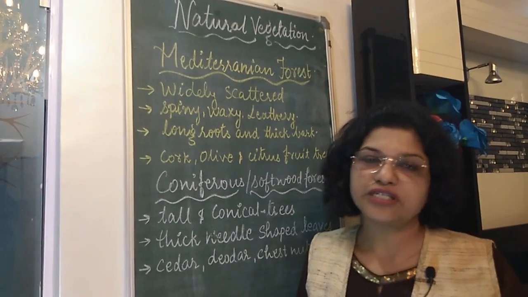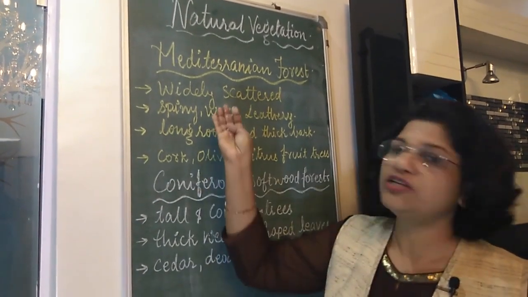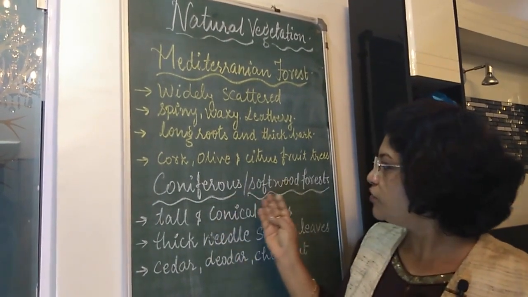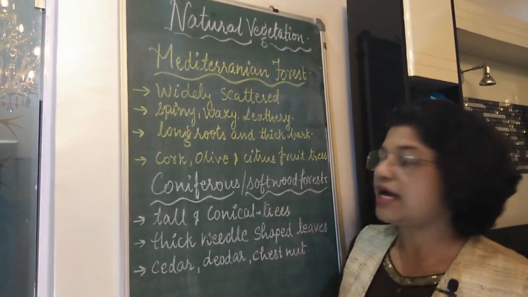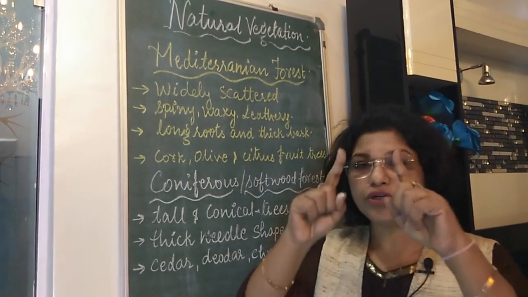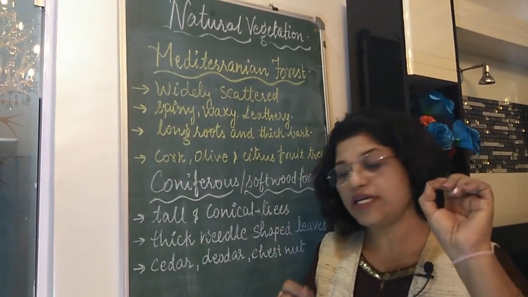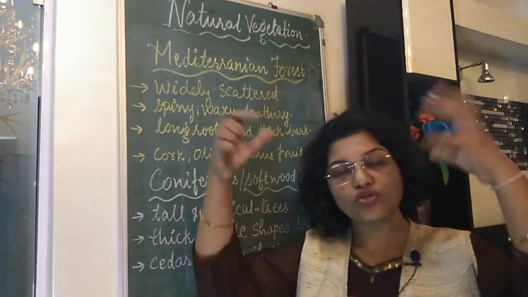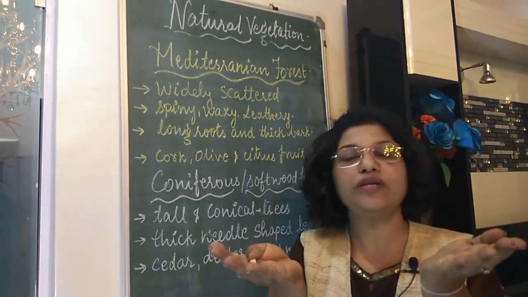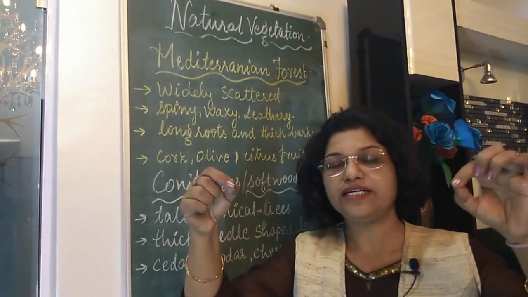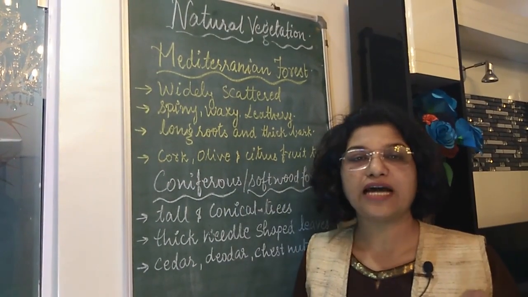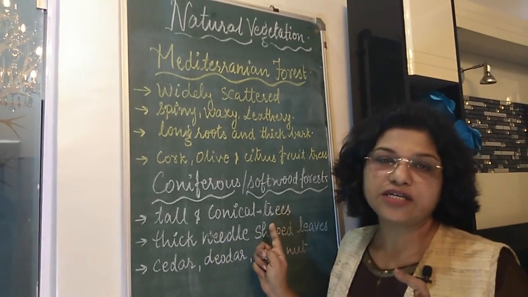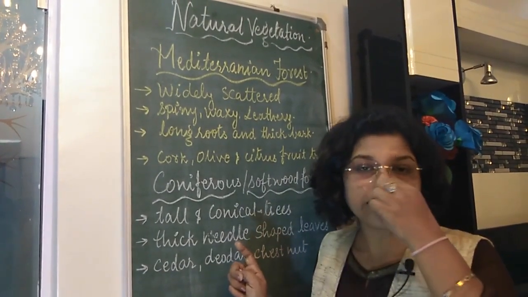So, naturally the type of trees are going to differ from Mediterranean, from monsoon forest or from the rainforest. So, here the coniferous trees are tall and conical, very tall and conical trees, and their leaves are also very thick and needle shaped. Why? Because when the snow falls, it will not accumulate on the leaf when the leaves are needle shaped. So, it will fall down. So, it will not have a harmful effect on the tree. So, the trees have thick needle shaped leaves, that is how they survive.